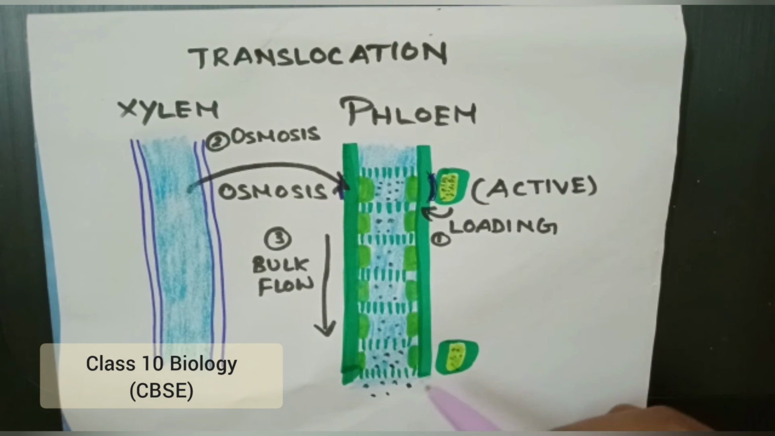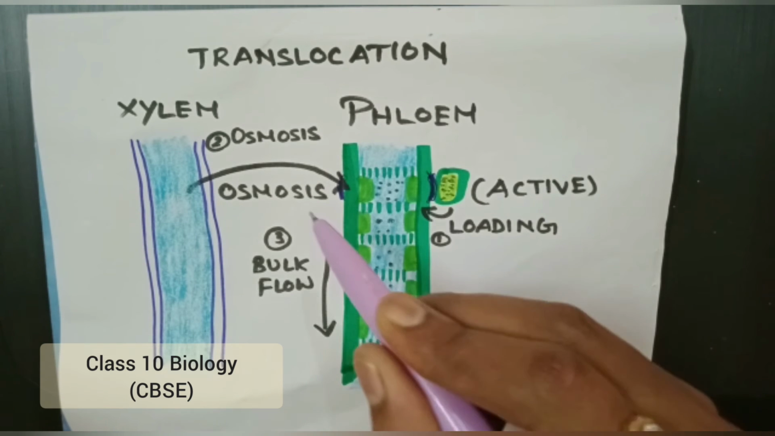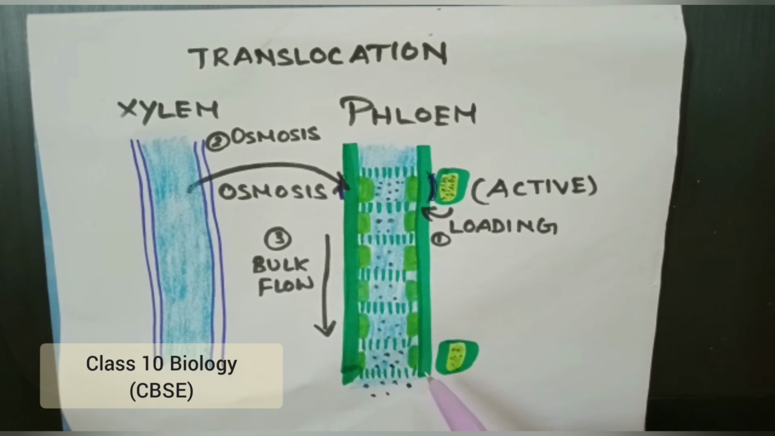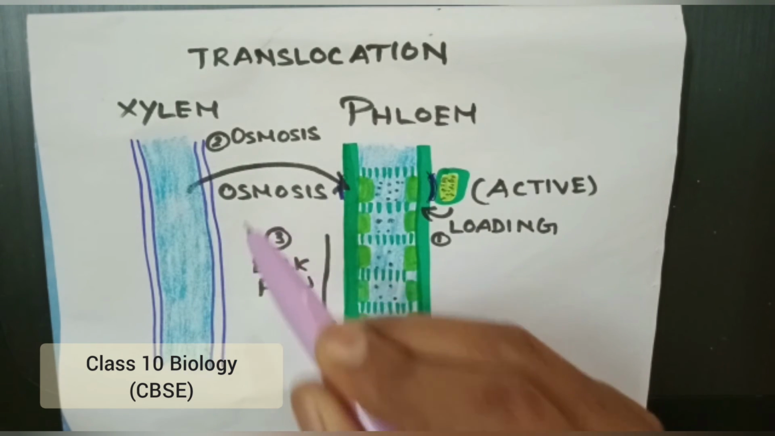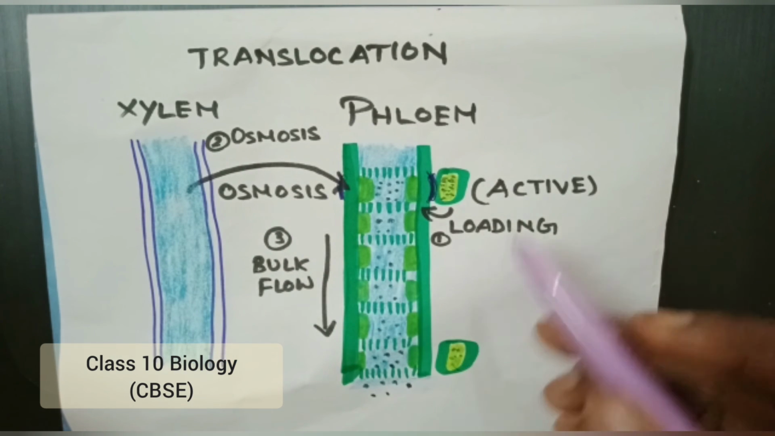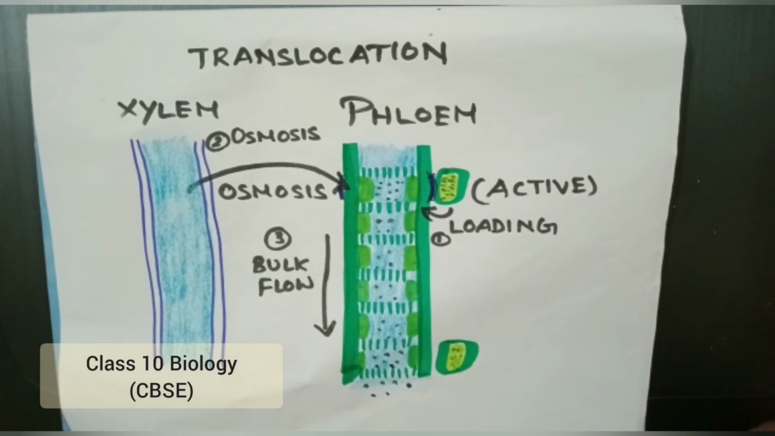Now this region will have a lot of sugar concentration, and due to osmosis the water moves on to the xylem. Again the osmosis happens. And that's how translocation happens inside the plant. Till now we learnt transportation in plants in two ways, that is transpiration and translocation. Transpiration is very easy for you compared to translocation. In translocation, the process is very new for you.